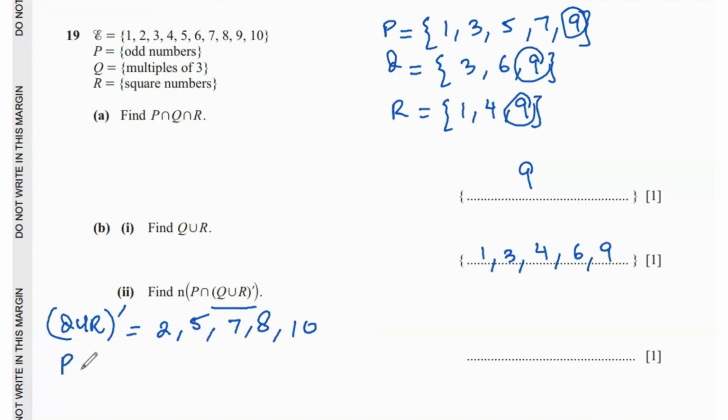Now, P intersection Q union R complement. So in P, we have 1, 3, 5 is common, 7 is common, and that is it. So how many elements are there? 2 elements. So 2 is the answer.